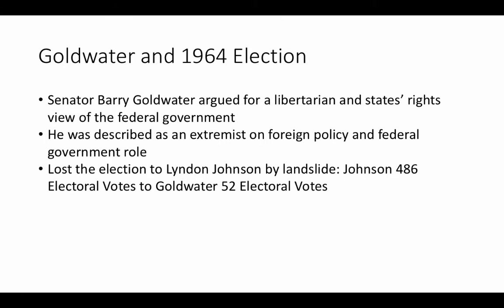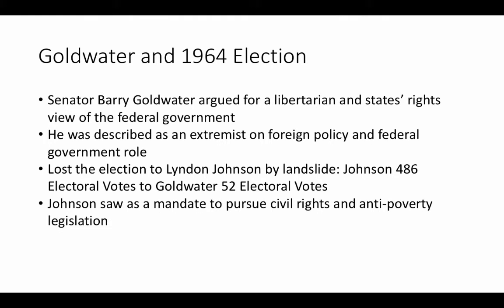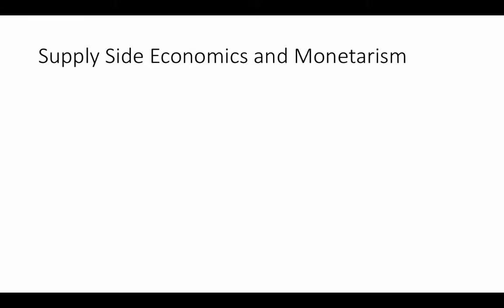Eventually, Barry Goldwater was just seen as too extreme for his time period, and he lost the election to Lyndon Johnson by a landslide. Johnson was able to win 486 electoral votes. Goldwater only won 52 electoral college votes. Johnson saw this win as a mandate to start to pursue civil rights and anti-poverty legislation, especially the most important being his Great Society programs.